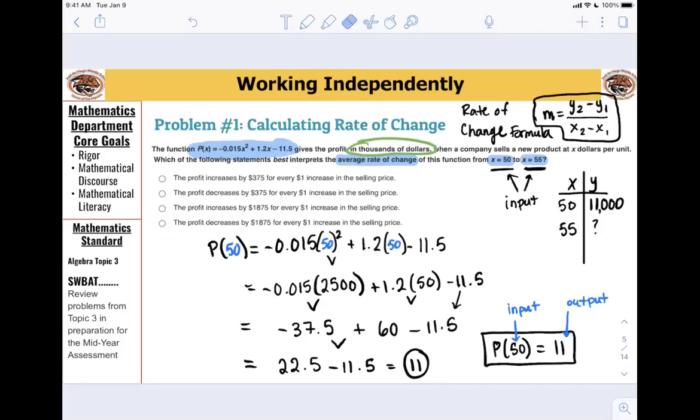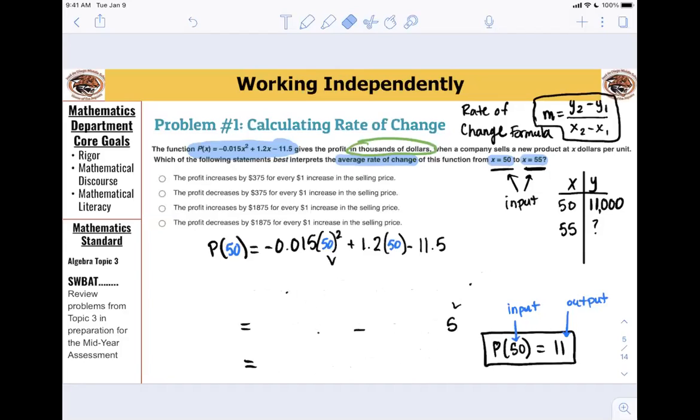So here we go. Now I did all the work. Does anybody still need a second to write it down, or can I erase it? Okay, let me erase it. I'm going to do all the same steps, except now I'm plugging in 55.